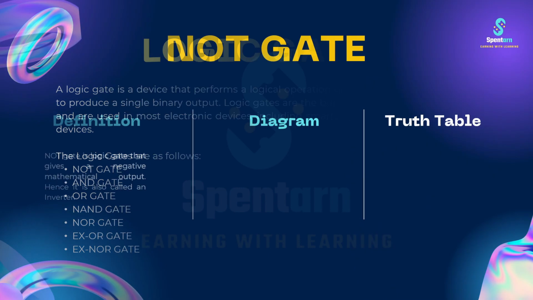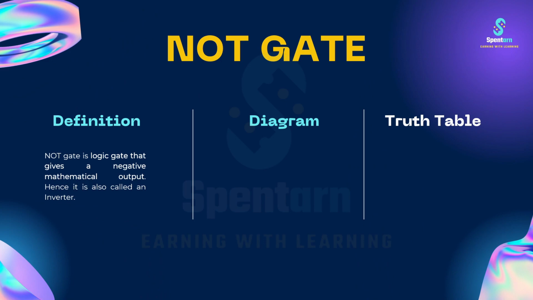So let's go. The first gate is our NOT gate. The basic definition is that it gives a negative mathematical output. Why negative? Because if I am giving 1, the output would be 0. If I am giving 0, then the output would be 1. That means it is somehow giving the negative output. Whether I am giving 1, it is giving me 0. If I am giving 0, it is giving me 1. That means it is acting like an inverter as well.